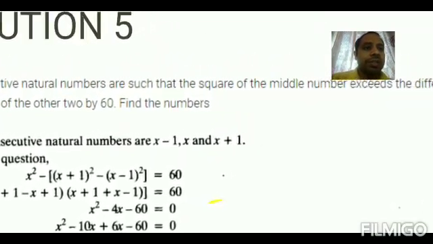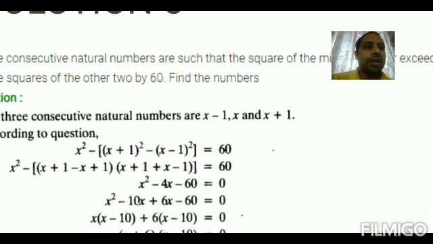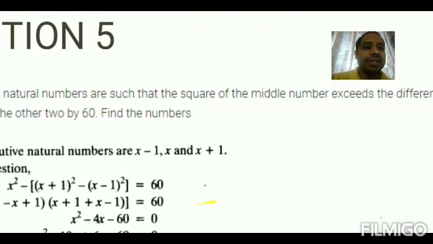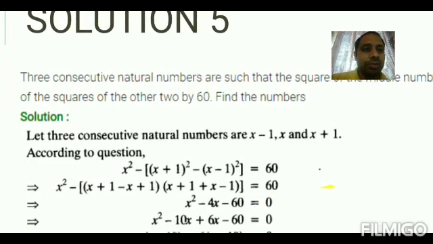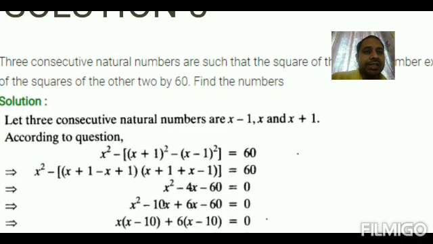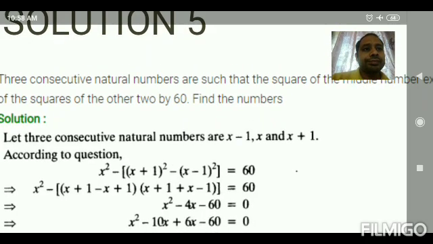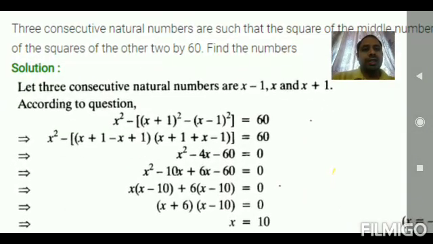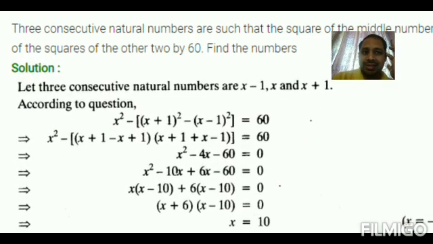As per the question, the square of the middle number, x², exceeds the difference of the squares of the other two numbers by 60. That means we can write the square of the middle term, x², and if we subtract the difference of the first and last squares, we will get 60. Therefore, we can write this as x² minus ((x plus 1) whole square minus (x minus 1) whole square) equals 60. And to simplify this one, we can apply a² minus b², that is (a plus b)(a minus b).